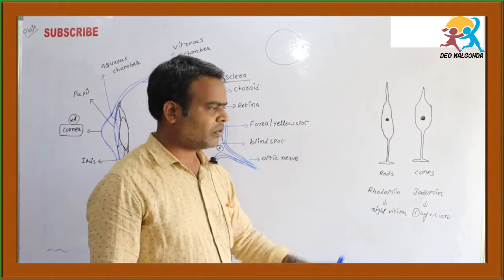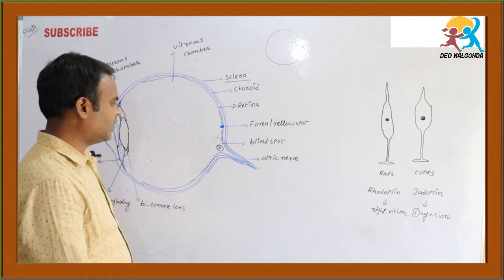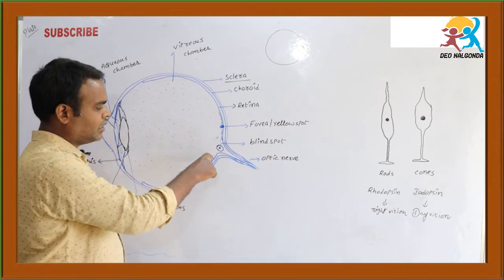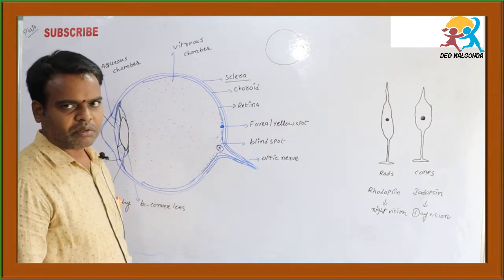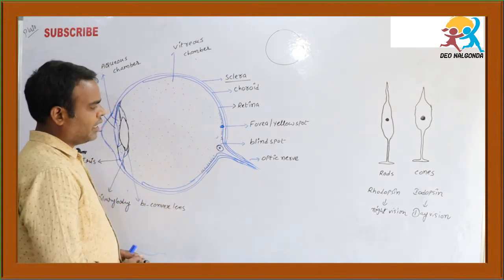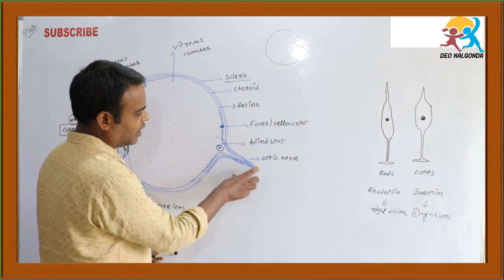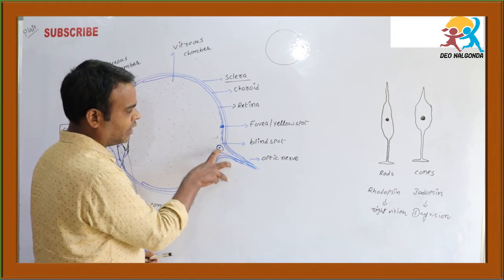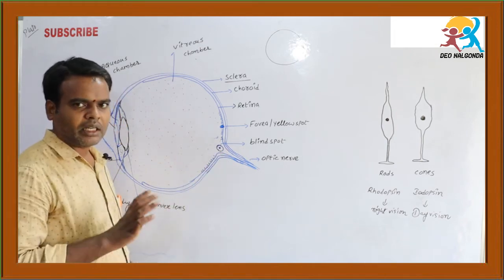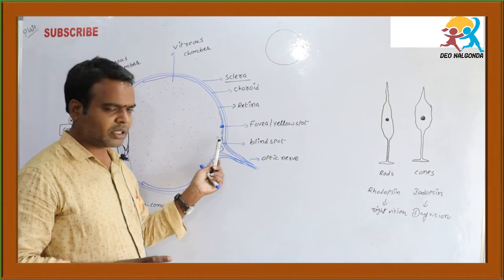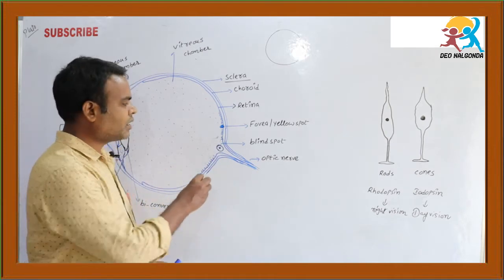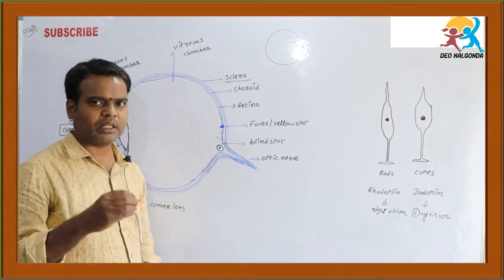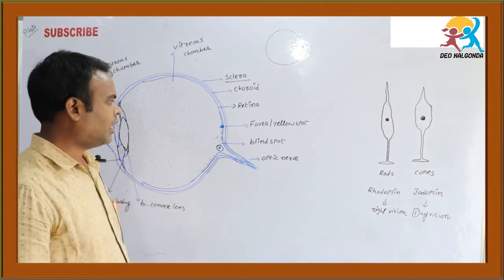So these rods and cones, where are they present? They are present on the retina. The retina contains millions of rods and also cones, and especially when you observe, this is the optic nerve. Where the retina meets the optic nerve, you don't find any sensitive cells, photoreceptors like rods and cones. That place is called the blind spot. So the blind spot is nothing but the place where the rods and cones are completely absent.